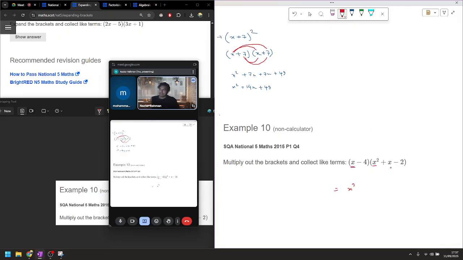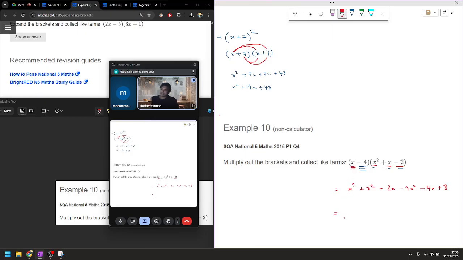And then we do x times x, which is plus x squared, and we do x times minus 2, which is minus 2x. Right, and then we do minus 4 times x squared, which is minus 4x squared. Then we do minus 4 times x, which is minus 4x, good. And then last term would be minus 4 times minus 2. So minus minus becomes plus 8. Yeah, good.